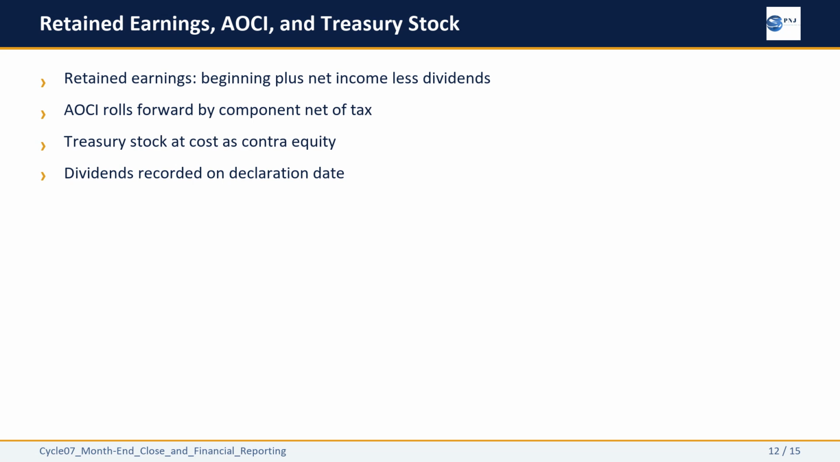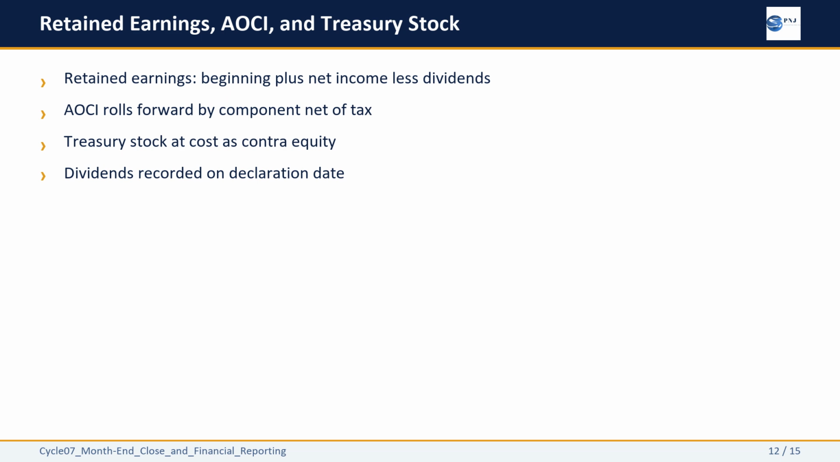Let us finish the equity roll forwards. Retained earnings equals the beginning balance plus net income minus dividends declared. Retrospective principal changes adjust opening retained earnings, and error corrections trigger a restatement of that beginning balance. Accumulated other comprehensive income, AOCI, rolls forward as beginning balance plus current period OCI net of tax, less any amounts reclassified to profit and loss, tracked by each component.